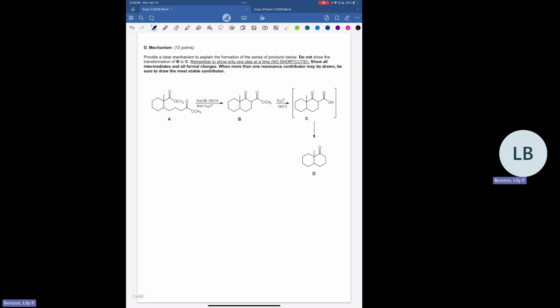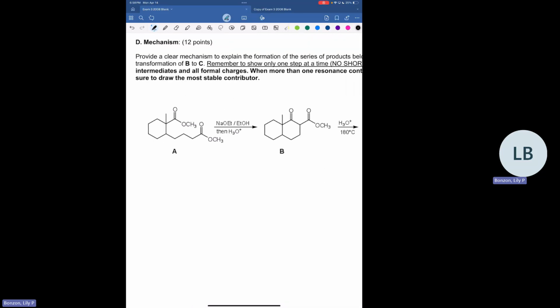So this mechanism is kind of a lot, and I really highly doubt that you guys will be asked this much because this is like 4 mechanisms in one. But I'll just go ahead and do it quickly. For our first step, we have our NaOEt, and that's going to deprotonate an alpha hydrogen. You'll notice that they strategically made it so you can't deprotonate this one. So we're going to deprotonate this one right here. So I'm going to draw my little arrow.